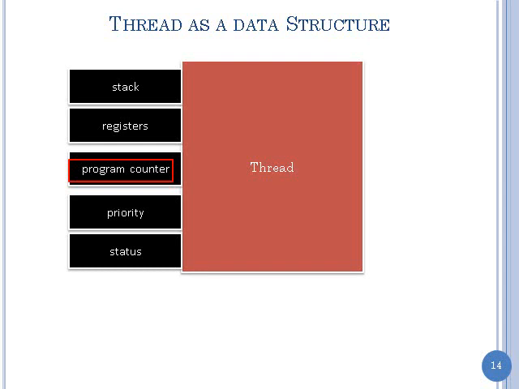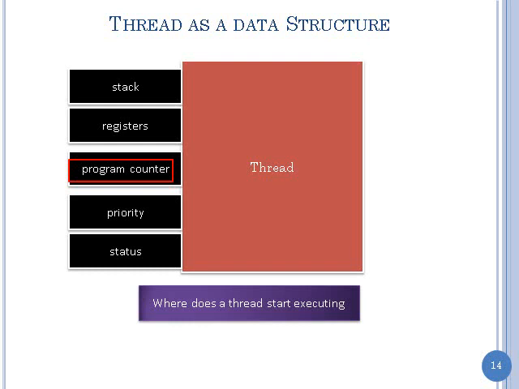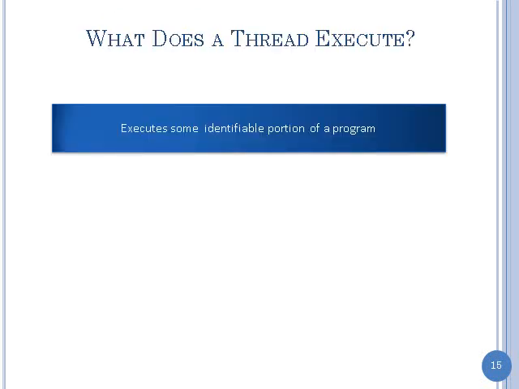So you think of a program as consisting of a bunch of procedures or methods. Will all threads execute the main? You want threads to be able to execute different methods. So it has to be some identifiable portion of the program. It has to be some method. So it has to basically execute a procedure. If I was talking of threads in C, I would say it executes a C procedure. If I was going to talk of threads in Java, I would talk about it executing a particular method. Okay. Execute some identifiable portion of the program.